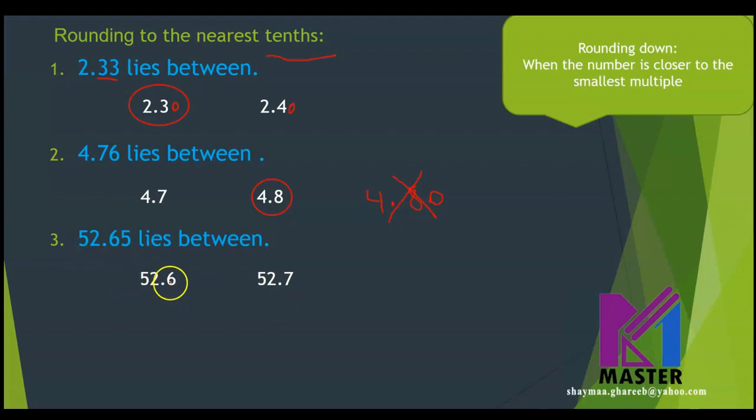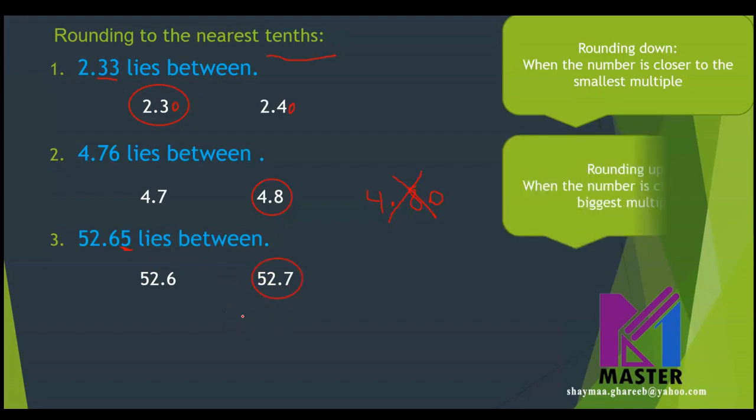So the 65 is exactly in the middle between 60 and 70. Okay? So when I have a number that is exactly in the middle, it means I'm going to round it up. We can also say, if the number is exactly in the middle, we round it up. Or if it has the number 5 or more in the hundredths place, or in the second decimal place, it will be rounded up. Then the answer will be 52.7. So rounding up is when the number is closer to the biggest value or the biggest number or the biggest multiple.